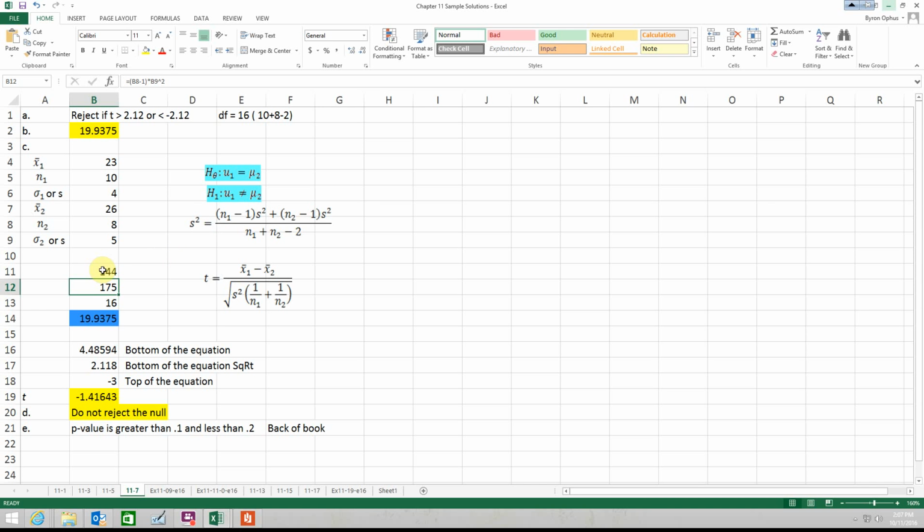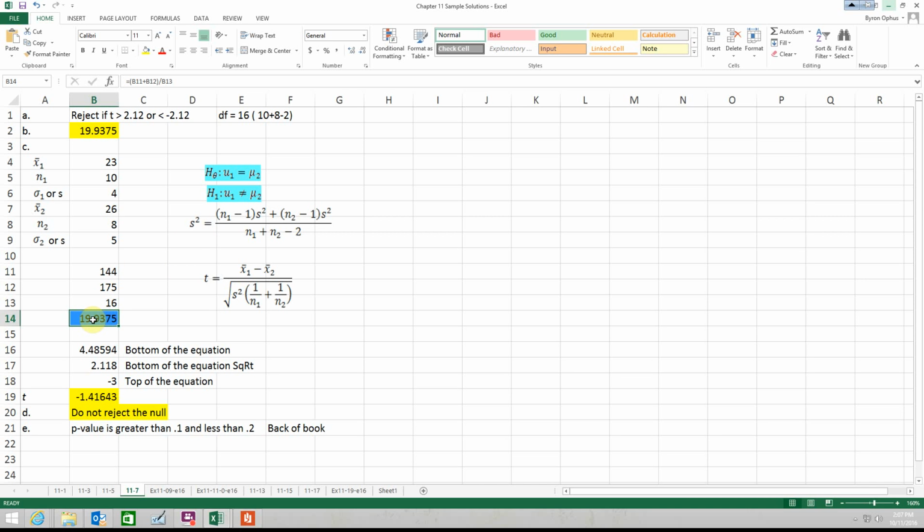Is that right? Yep, I think that's right. This is probably the bottom, which is basically just my degrees of freedom, right? N1 plus N2, so 10 plus 8 minus 2. Okay, so then it would be this plus this divided by this gives me my pooled variance, right? And that's what I have there.